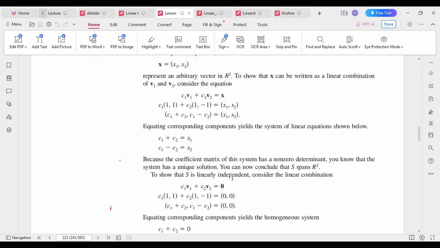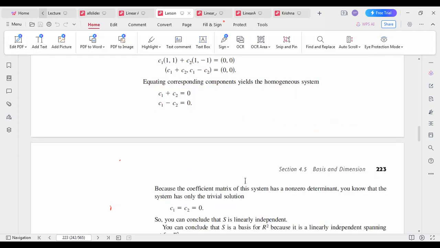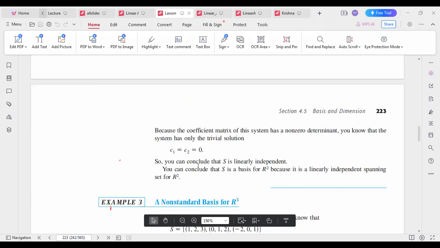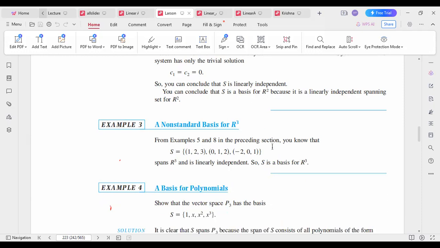To show that S is linearly independent, consider this linear combination equals 0: C1 times the first vector plus C2 times the second vector is 0, 0. Solving, we get C1 equals C2 equals 0. So we can conclude that S is linearly independent. So S is a basis for R2 because it is a linearly independent spanning set of R2. Similarly, for R3 space, proceeding in the same way, we can show that S is linearly independent. So S is also a basis for R3 space.